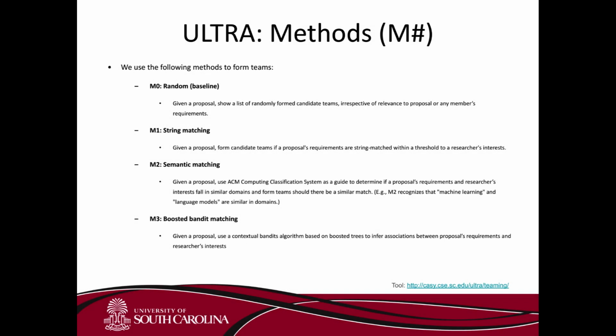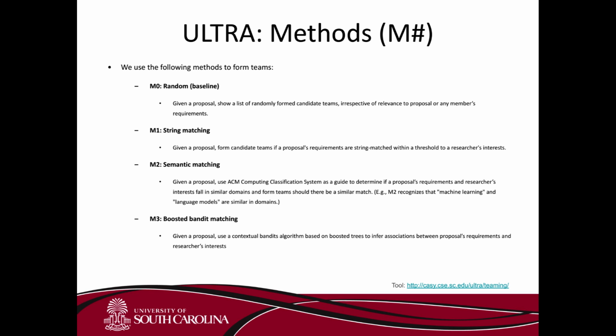We use 4 matching methods to form teams. The first method, M0, is random matching, which we also use as our baseline. For every proposal, M0 selects researchers and forms teams randomly without any reference to any one specific skill set or the proposal's requirements. Our second method, M1, is string matching, where we consider a proposal's requirements and every researcher's interests, and we check if there is any overlap between those two using a string match threshold.